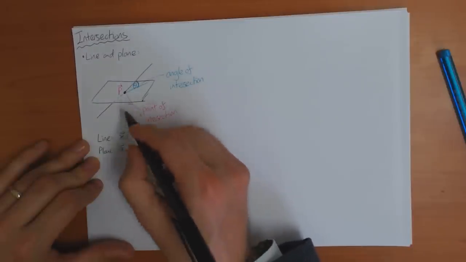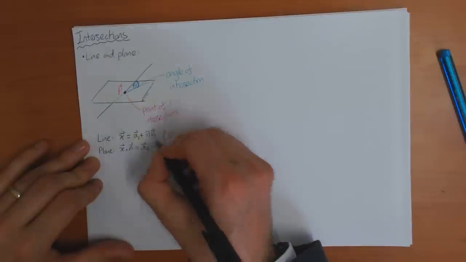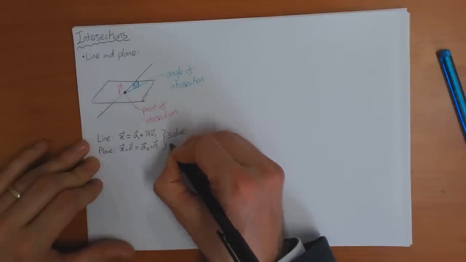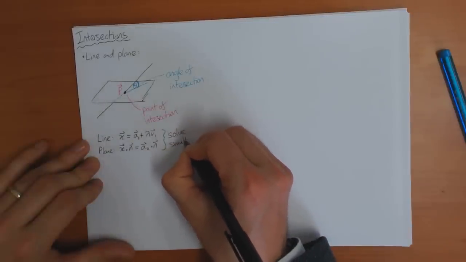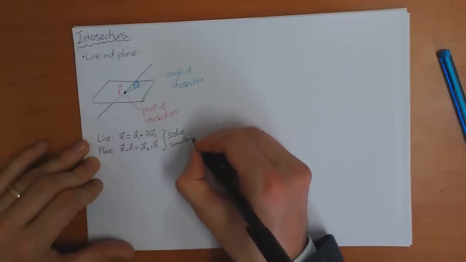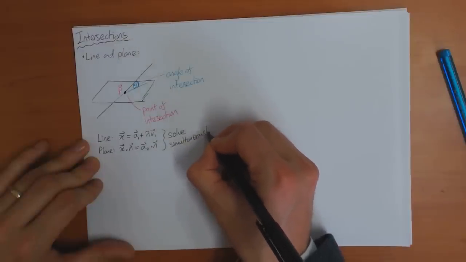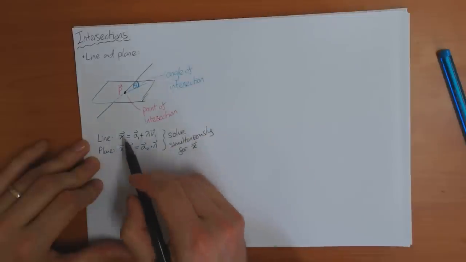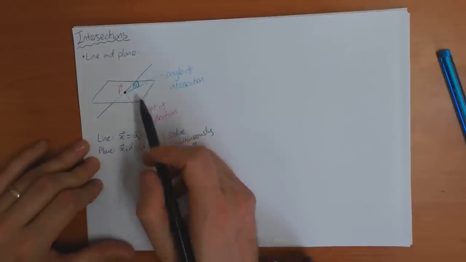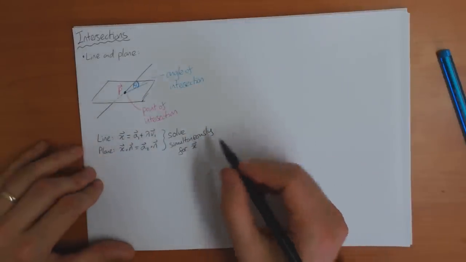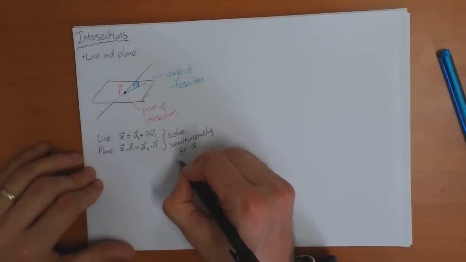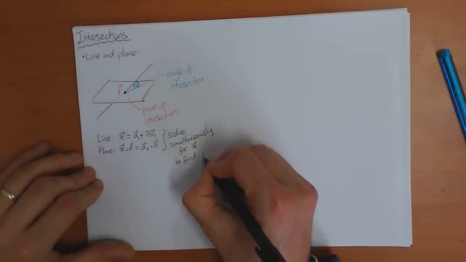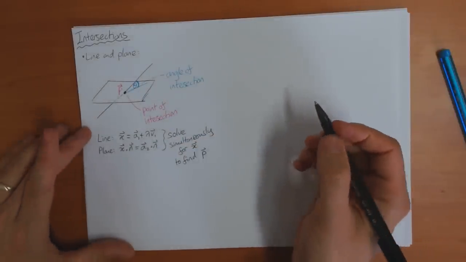To find the point of intersection, you need to solve these equations simultaneously for x. In other words, find a vector x which satisfies both of these equations, and that will be the point of intersection. So you do this to find the point of intersection P.